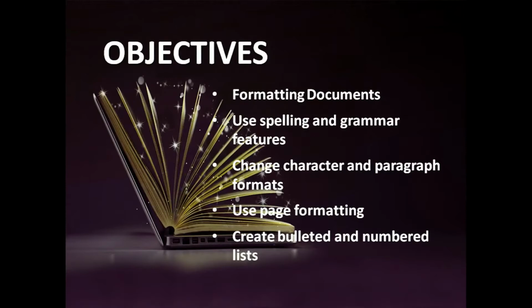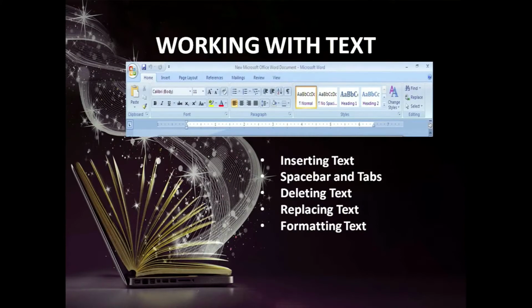The objective of today's session is that we will do basic formatting, use spelling and grammar features, change the character and paragraph formats, use page formatting, and create bulleted and numbered lists. When I start to work with text, I will insert the text and add spaces and tabs to the content. When you are working on text, you may have to delete some portion of it, or replace one word with another, or one sentence with another. And we also do the basic formatting.